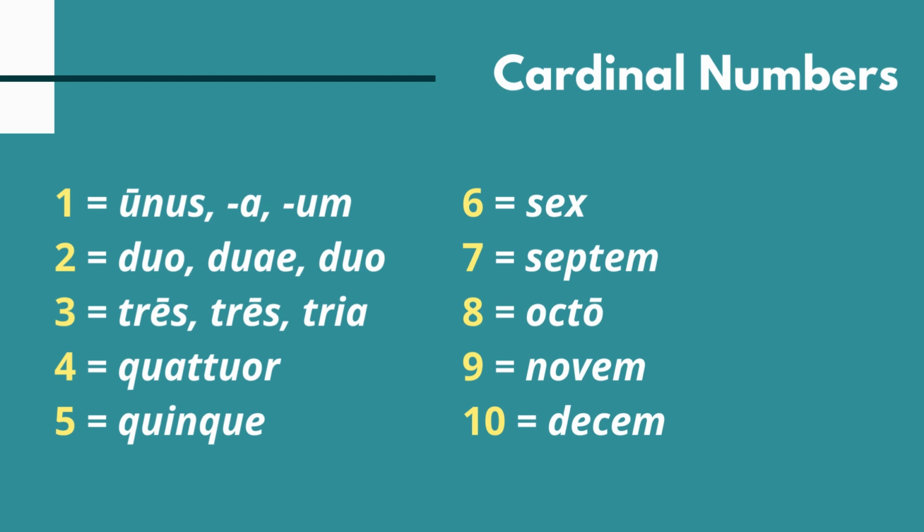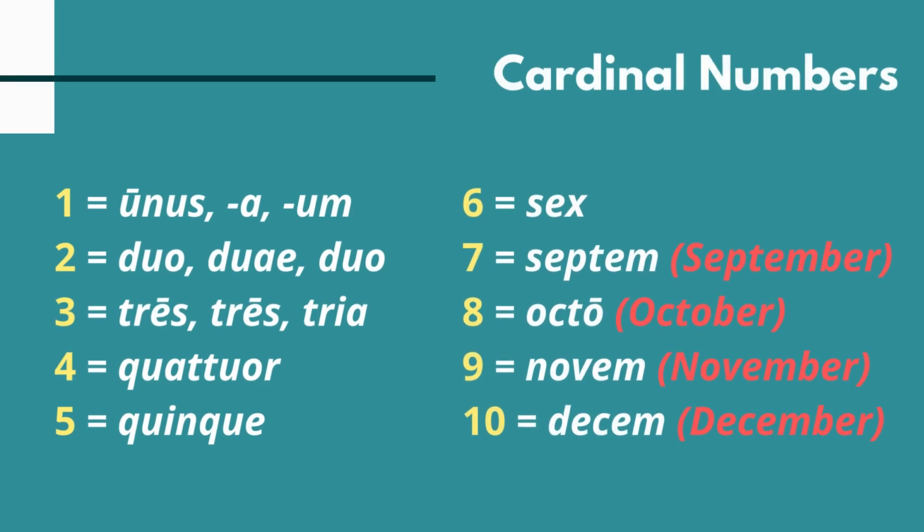What you're seeing there is the gender, and we'll come back to that in a second, which is why they have 3 different endings happening. But the rest of them don't have gender. You have quattuor, 4, quinque, 5, sex, 6, septem, 7, octo, 8, novem, 9, and decem, 10. Right? Now, some of these at the end we've actually spoken about before, and they should look familiar.